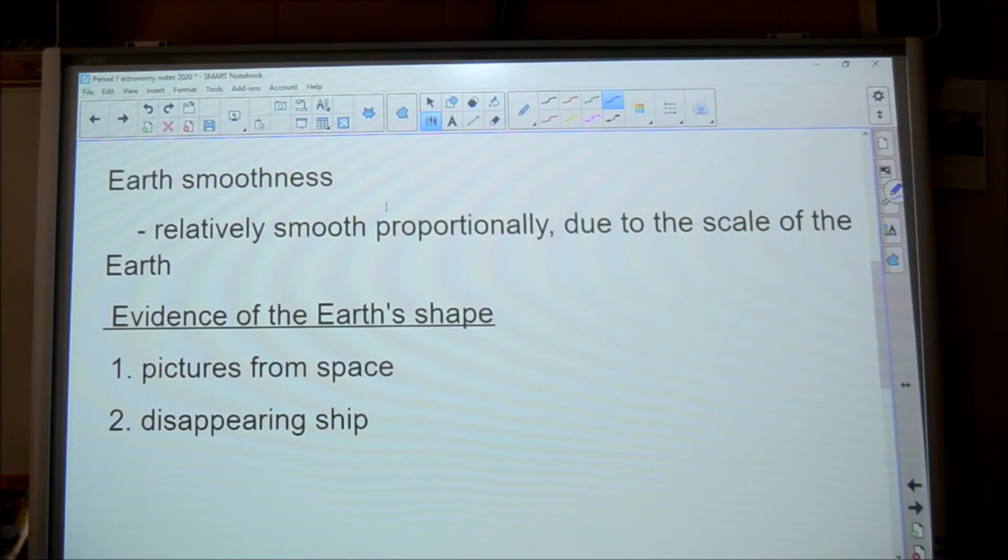If I'm looking for Earth's smoothness, the Earth proportionally, even if I look at all the mountains and Mount Everest, proportionally looking at the size of the Earth, is actually considered to be rather smooth.